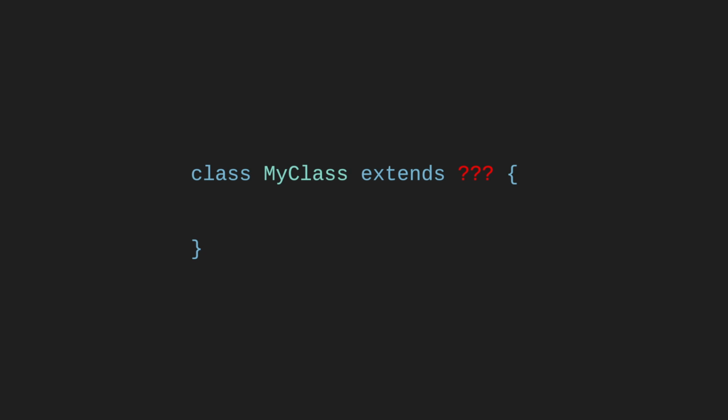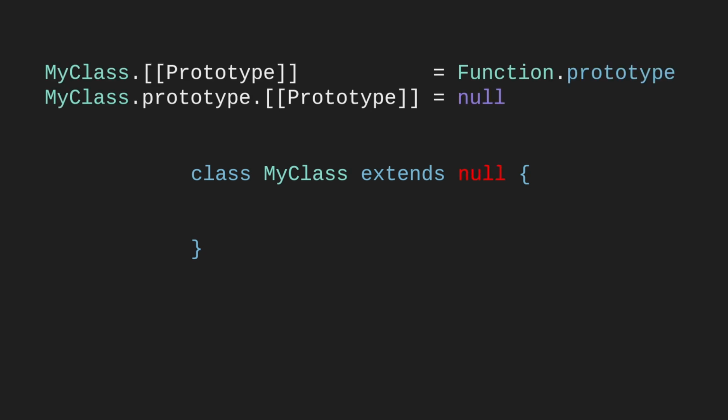First, extends is more powerful than it appears. What follows extends doesn't have to be a class. It can be null. In that case, the class prototype will be Function.prototype, and myClass.prototype's prototype will be null. However, you will have to explicitly create and return an object in the constructor.